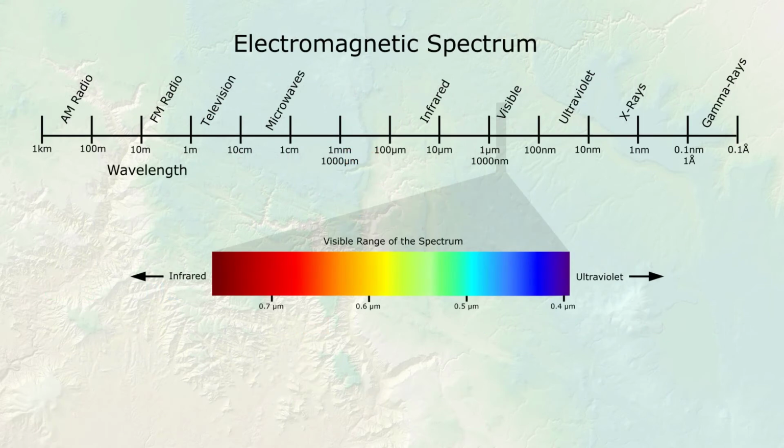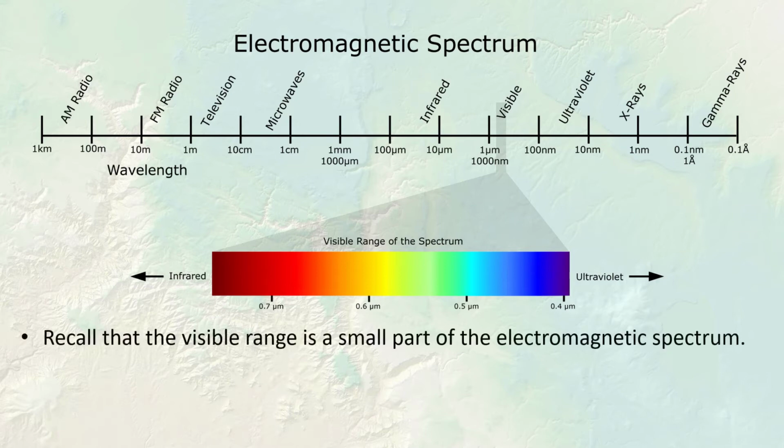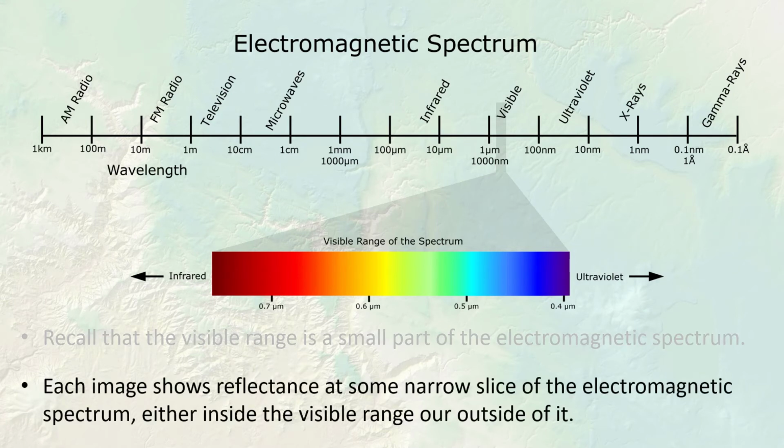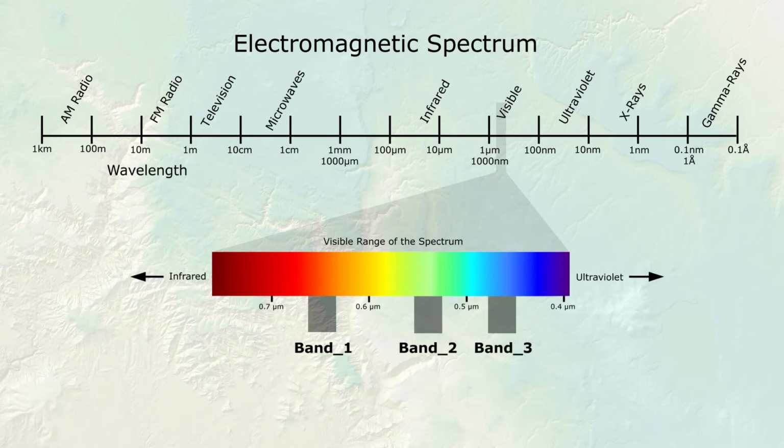Right, so here's the full electromagnetic spectrum, going in this case just from AM radio waves at roughly 1 kilometer frequency all the way to gamma rays. The visible range is just a small part of that full spectrum. And when we do this multispectral imagery, each image just shows the reflectance at some narrow slice of the total spectrum. And when we're doing this imagery that looks like true color, we're taking slices here at the red, green, and blue sections of the visible range.